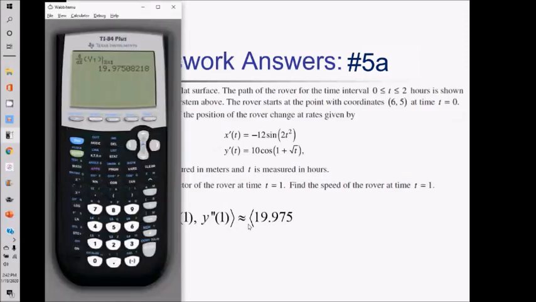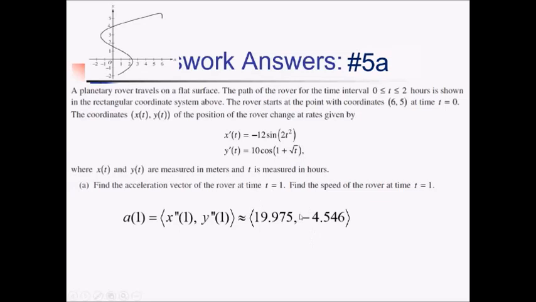And then let's go back and do the same thing for y prime. So I'm just going to arrow up here and steal my input from before, because I'm plugging in pretty much the same thing, only instead of y1, I'm going to do alpha trace and do y2. So let me arrow down to that, enter, and then let me just press enter, because that's where I stored y prime, was in y2. So that's negative 4.546. So there's our acceleration.